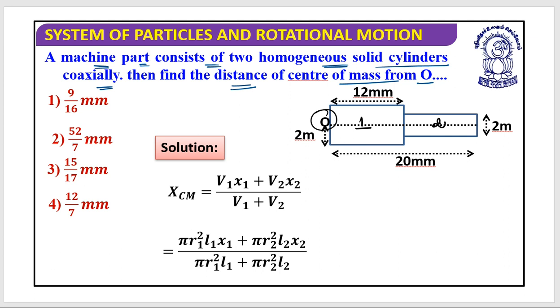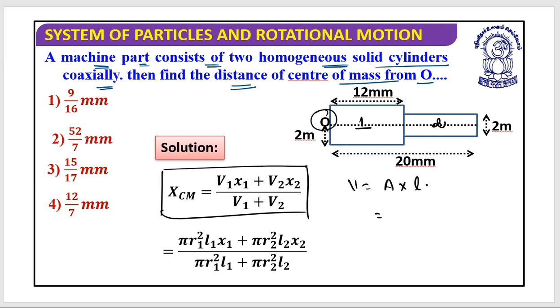Yes, so I have written xcm equals v1 x1 plus v2 x2 divided by v1 plus v2. While writing the volume of a cylinder, it is area into length. While writing the area, it's pi r square into length. So it would be pi into r1 square into l1 into x1 plus pi r2 square l2 into x2, divided by pi r1 square l1 plus pi r2 square l2. I hope this is clear.